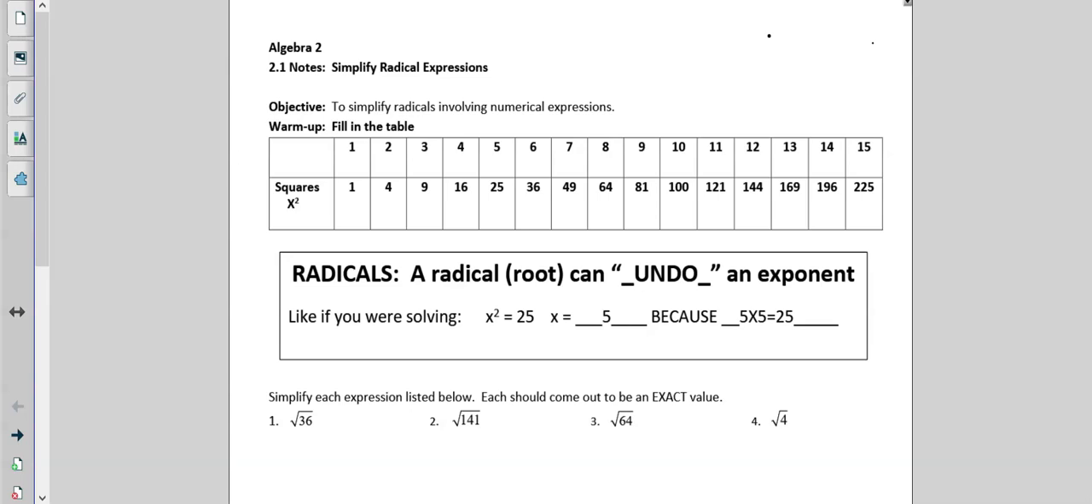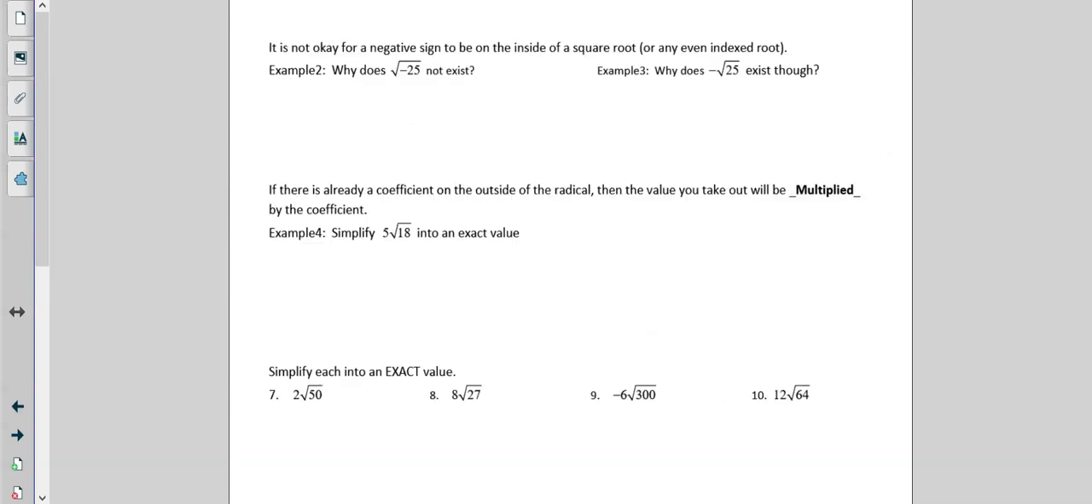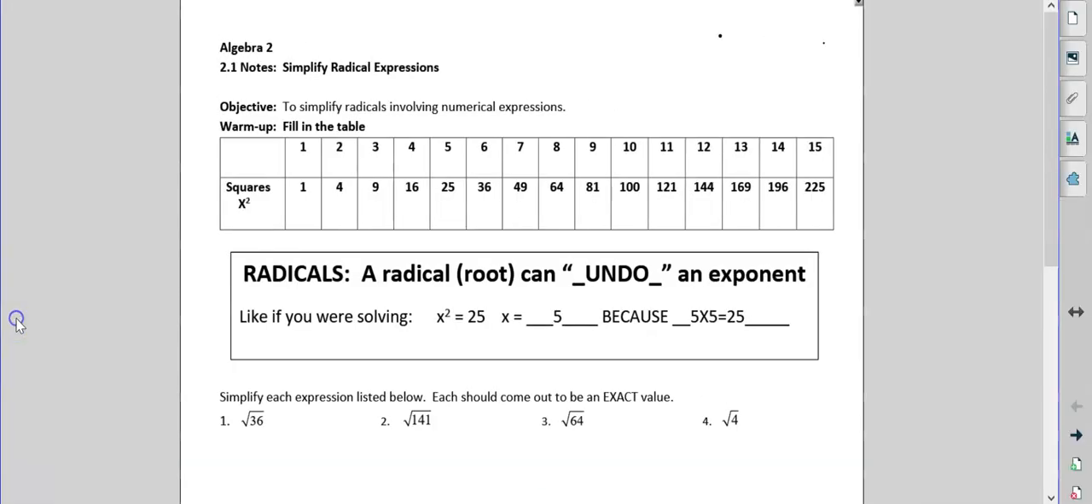All right, second unit, 2.1 notes on simplifying radical expressions. Whoops, not what I meant to do, sorry.